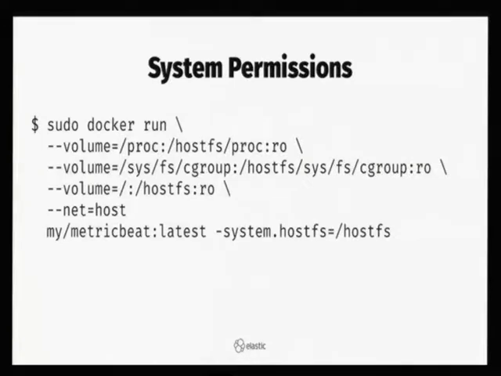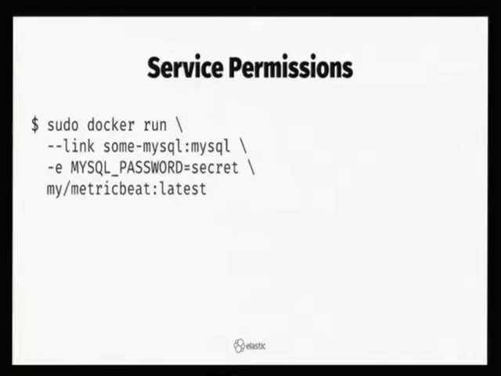So to get system permissions, you will need to grant these permissions to actually read from proc. Those are the volumes you will need for system permissions. If you want to monitor an application, you will need to link the container correctly. So for example, if you have some random MySQL container to have MetricBeat collect information from, if it's living in one container and wants to monitor another container, that is how you will need to link it up so that it can actually access that information for you.